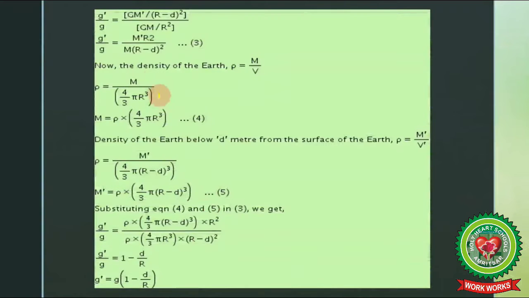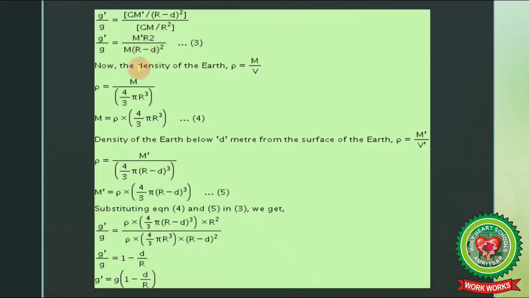Now let's derive the equation for g'. Now g'/g is equal to GM'/(R − d)² divided by GM/R², as the formula for acceleration due to gravity is GM/R², and at a distance d it will become (R − d)². After solving that, this G and G will get cancelled and we are left with M'. This R² will go to the numerator and (R − d)² will be at the denominator, which gives us that g'/g is equal to M'R²/M(R − d)².